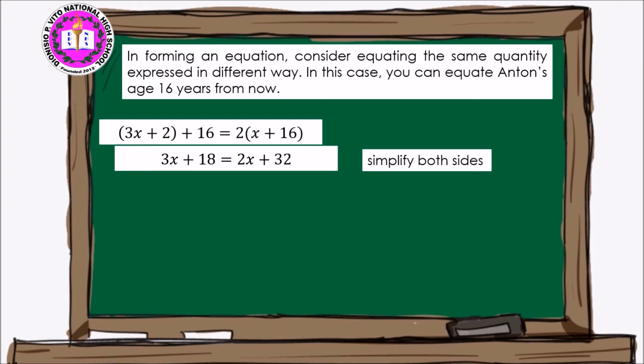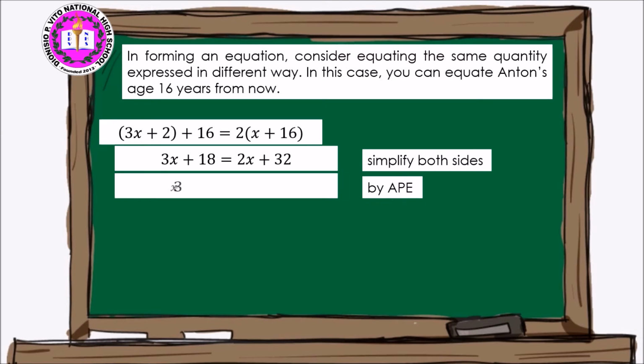2 times x is positive 2x, then 2 times 16 is positive 32. So we have 3x plus 18, which is equal to 2x plus 32. So by APE, we're going to get the opposite of positive 18 first, which is negative 18. So we have 3x plus 18 minus 18 is equal to 2x plus 32 minus 18.